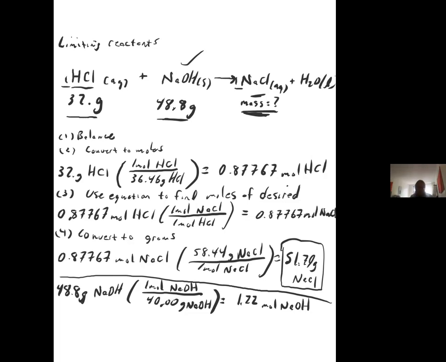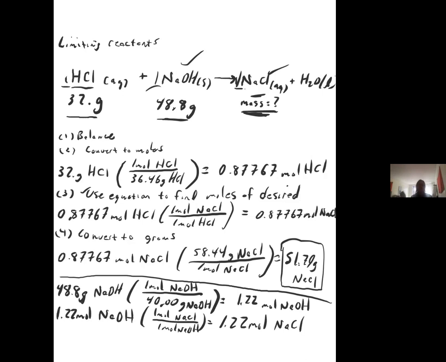Step 3, use the equation to find the moles of the desired material. That's this right here. So 1.22 moles NaOH. And then we already figured out it's 1 to 1, right? It's 1 to 1. So 1 mole of NaCl for every 1 mole NaOH. So again, you get 1.22 moles of NaCl.